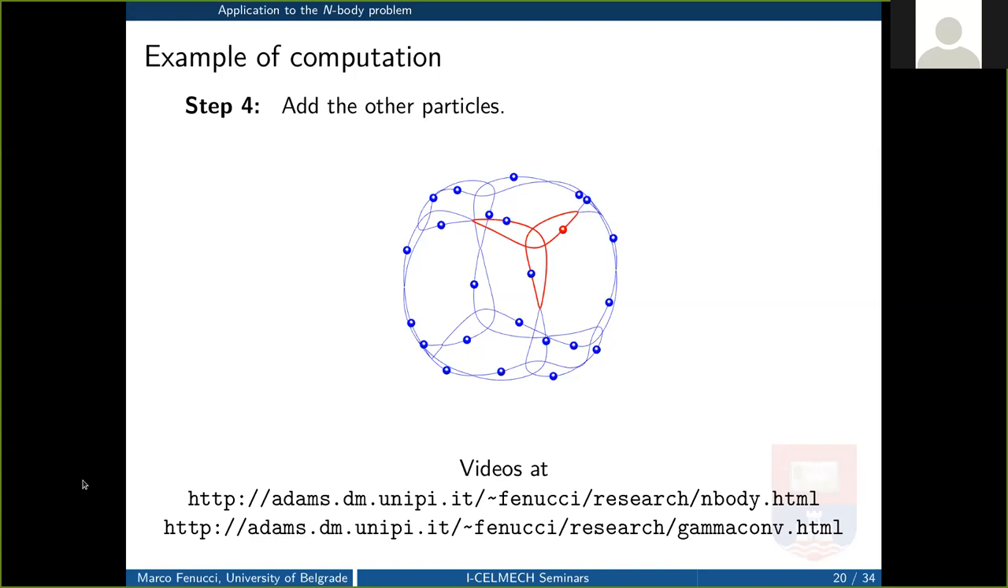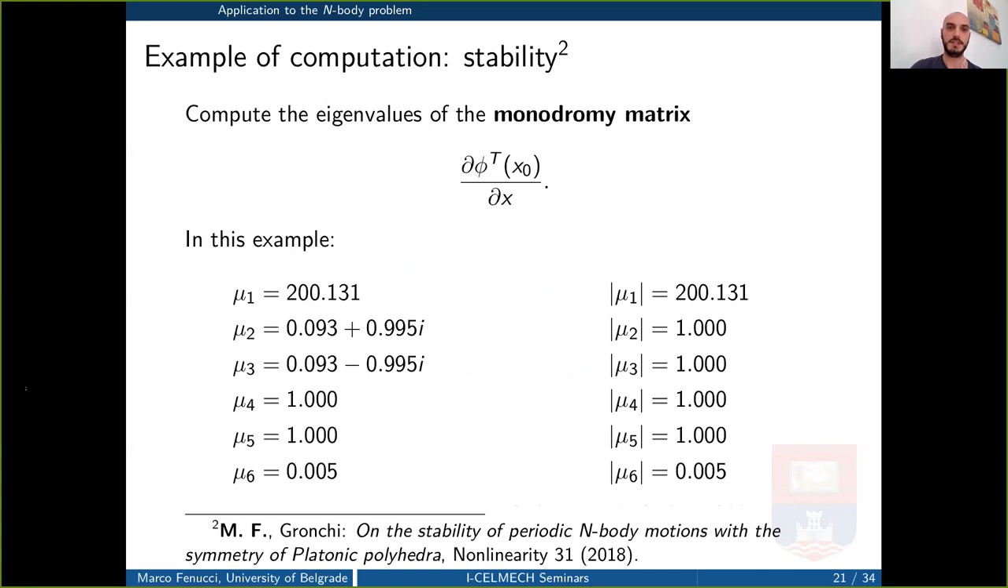Great. So anyway, I'm sorry that I didn't put the video here, but you can find the videos on this link. So now we have an initial condition for this periodic orbit and we can do something else. For example, we can study the stability. We simply have to compute the monodromy matrix, which is the derivative of the flow at time capital T, and compute the eigenvalues. Here we recognize two unitary eigenvalues. One is given by the fact that the orbit is periodic, and the other comes from the fact that the energy is conserved.